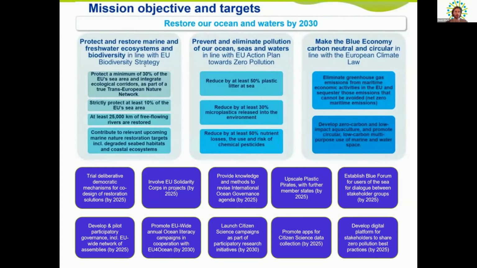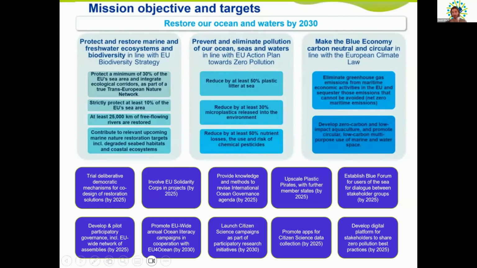And up the top of this slide, by the way, I should say we'll share all the slides after this webinar, so don't worry about trying to take them all in. But these are its three overarching goals: protecting and restoring the European waters, eliminating pollution, and making the blue economy carbon neutral and circular.